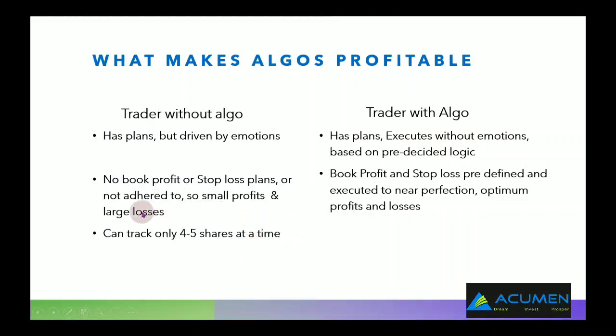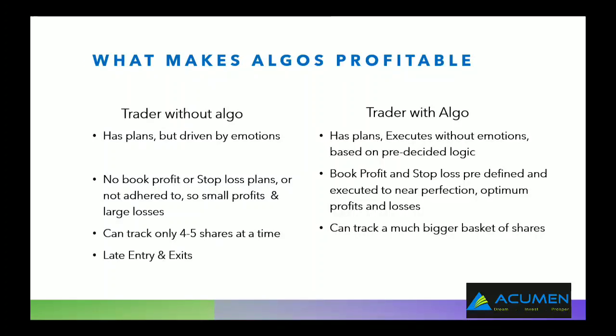When you're doing it without algo, you can possibly track 4-5 shares or indices at a time. This is what typically happens. In fact, a lot of people do trading only in one or two indices or stocks because they're not able to track too many of them. Whereas in algos, you can track a much bigger basket. You could be tracking 10, 20, 30 scripts at the same time.